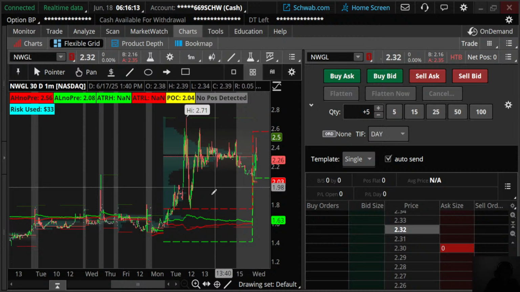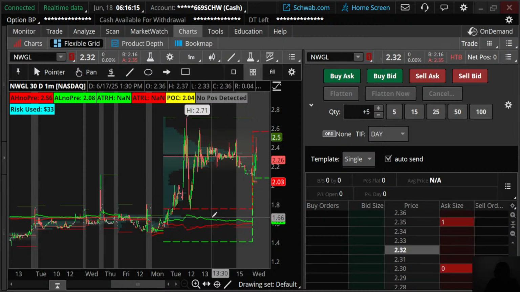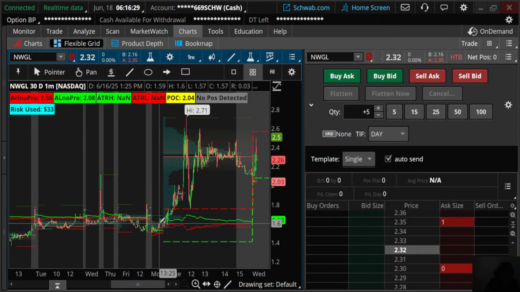NWGL was another one that I saw earlier this week. Not seeing any news. It's at $2.32. Popped up. Let's see, did it have any other pops? Nope, it popped up yesterday, I guess. And I just put it on the scan just to watch it. It's above $2, but I don't know what it can do. Don't know what it's about.